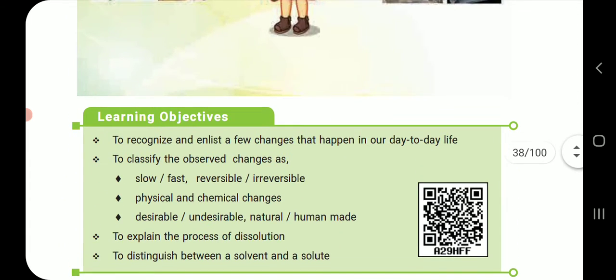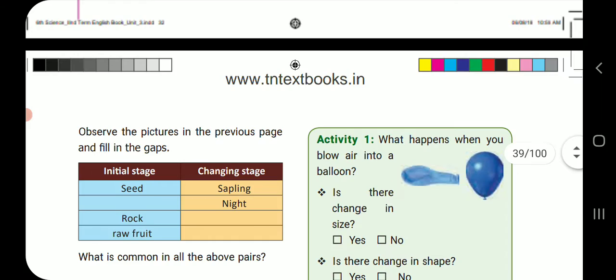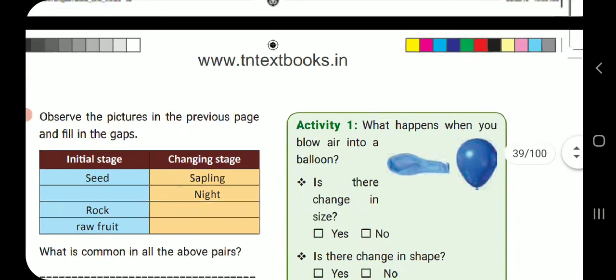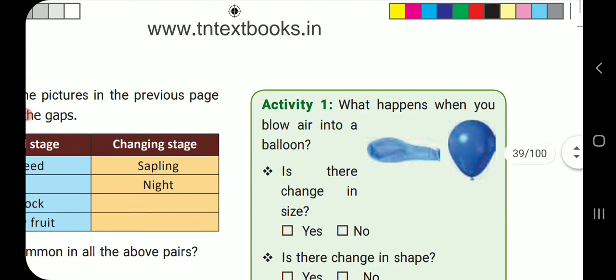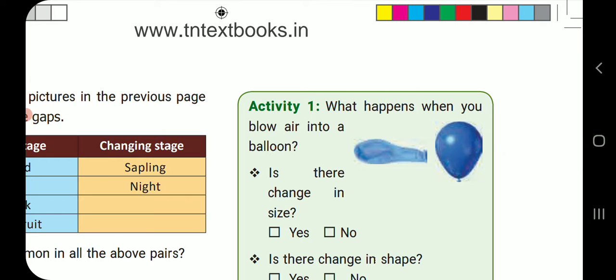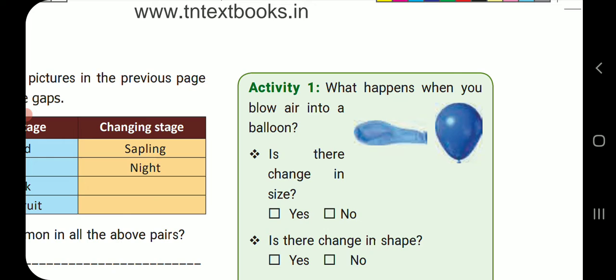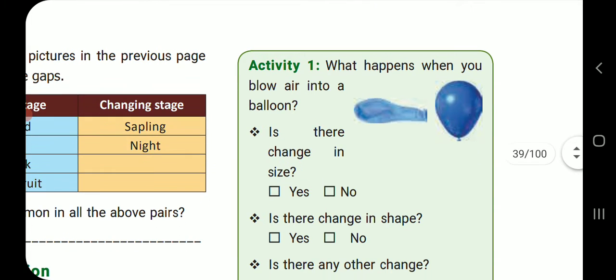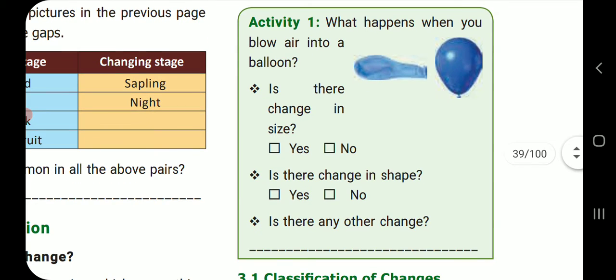Okay, have you blown a balloon? See, a balloon before blowing will be like this, and after blowing it has gone to this type of change, is it? Volume, is it?